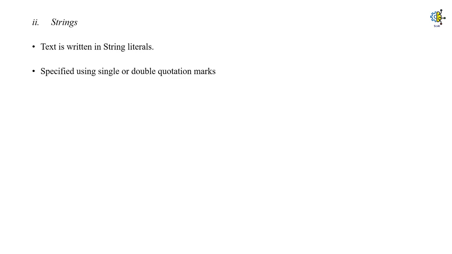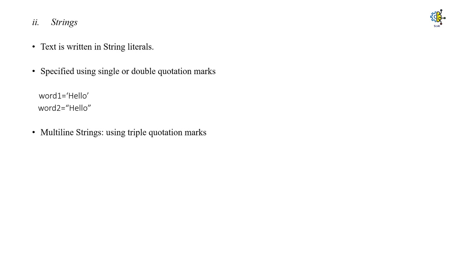Let's take a look at strings. Texts in Python are written in string literals. These literals are specified using single or double quotation marks. For example, single quotation marks can be used to specify strings, and so can double quotation marks. These two will be declared as two different variables and be treated as two different variables.